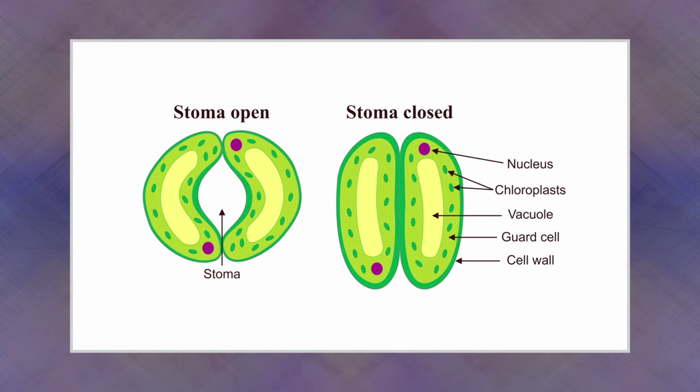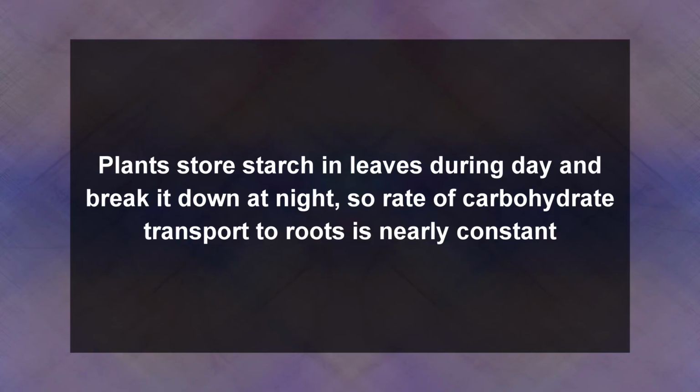Spatial heterogeneity in the supply of potentially limiting resources is another important reason why different plants may be limited by different resources. Many organisms adjust their physiology and behavior based on innate circadian, about 24-hour, rhythms that lead to 24-hour cycles. For example, stomatal conductance and carbon gain show a circadian rhythm even under constant conditions because stomata have an innate 24-hour cycle of stomatal opening and closing. Plants store starch in the leaves during the day and break it down at night, so the rate of carbohydrate transport to roots is nearly constant.